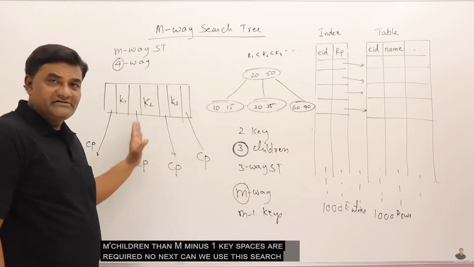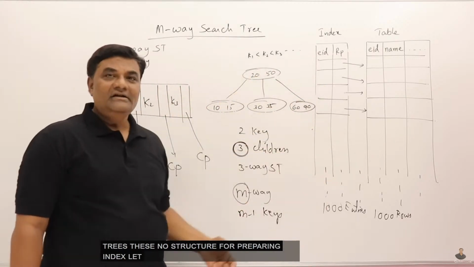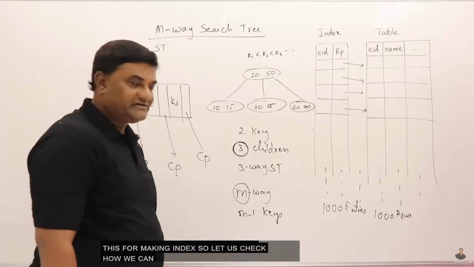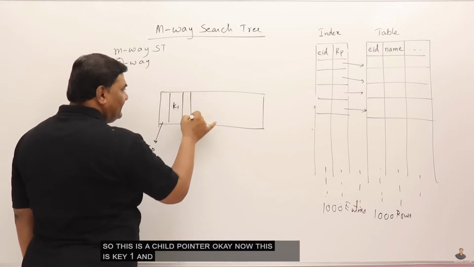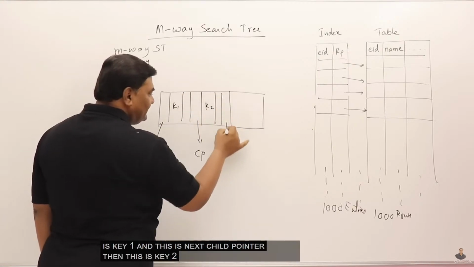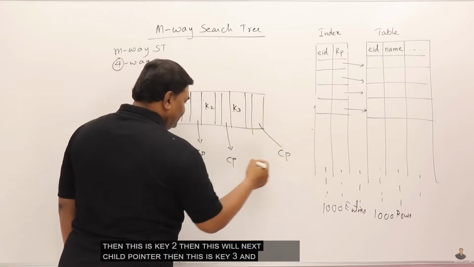Next, can we use these search trees, these node structures, for preparing an index? Let's see. So I will try to use this for making an index. So let's check how we can do this. For 4-way search tree, where there can be 4 children. So this is child pointer. Okay. Now this is key 1, and this is the next child pointer. Then this is key 2. Then this is the next child pointer. Then this is key 3 and the 4th child pointer. So child pointer 1, 2, 3, 4.